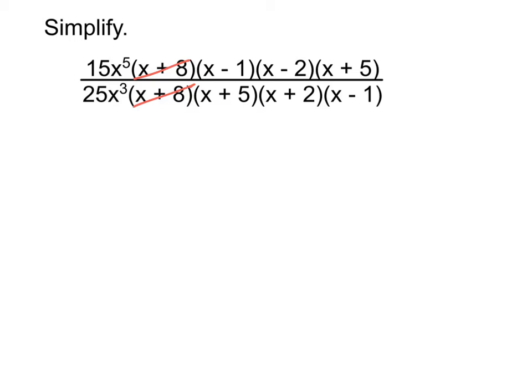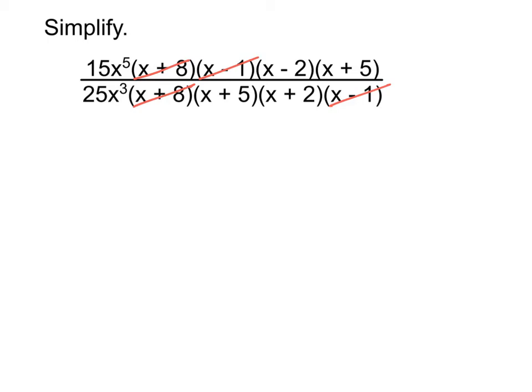And so basically, I'm just going to go through each of those parentheses that's on the top, and I'm going to look to see, is there a matching parenthesis on the bottom? So the x minus 1, is there an x minus 1 on the bottom? Yes, there is. Okay, so then those will cancel out. The x minus 2 on the top, is there an x minus 2 on the bottom? No, there's an x plus 2, but not an x minus 2. So no, that one has to stay.